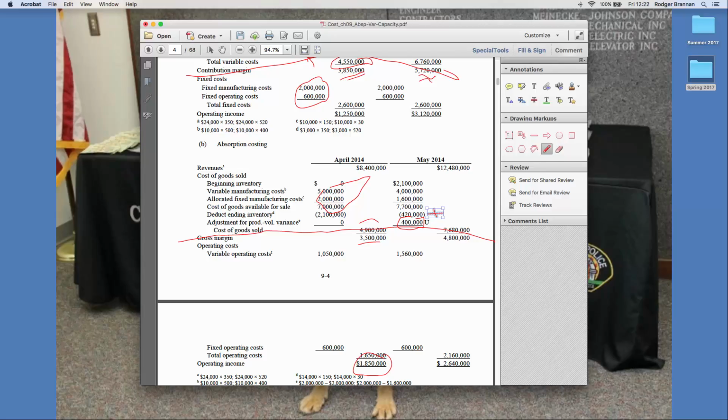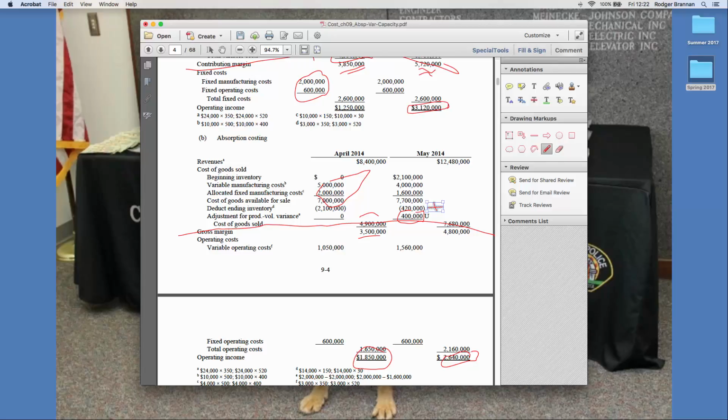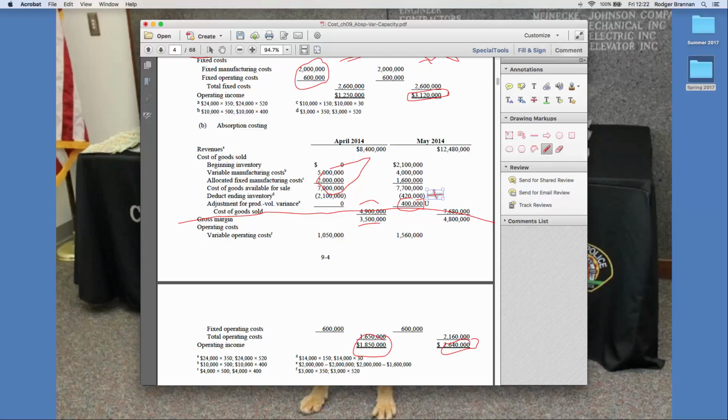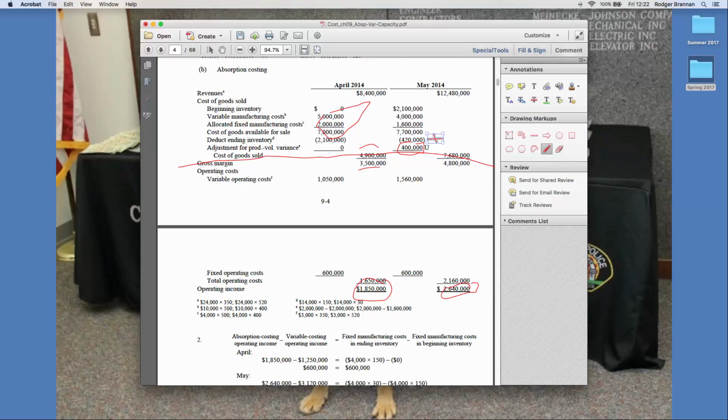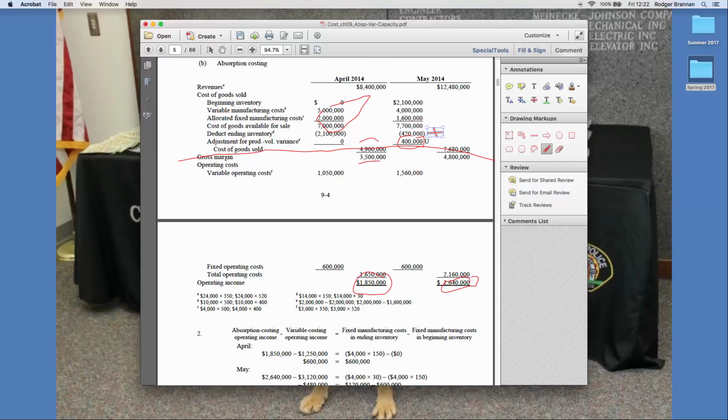Now, again, because inventory went down, I got the sort of consistent results that I anticipated. With inventory going down, my assumption is absorption costing would have less operating income than would variable costing. Okay, so those are the major takeaways from this particular problem: how to do variable costing, how to do absorption costing, and then be able to explain the differences between the two as being the change in inventory times the fixed cost per unit that would be applied.